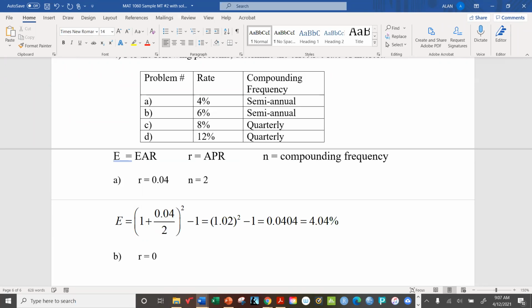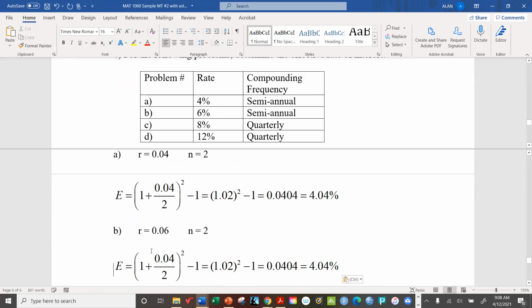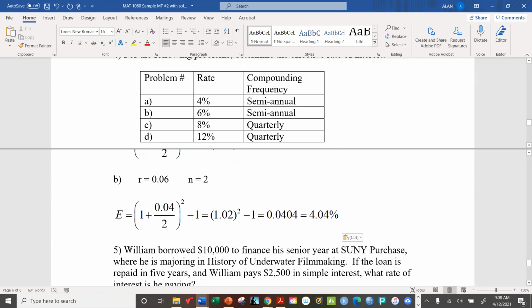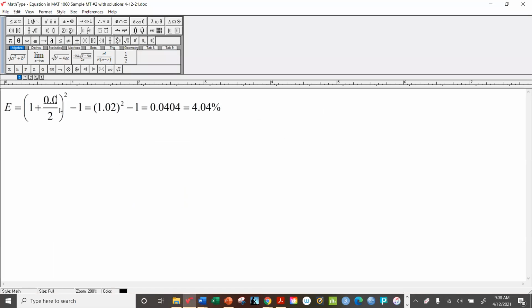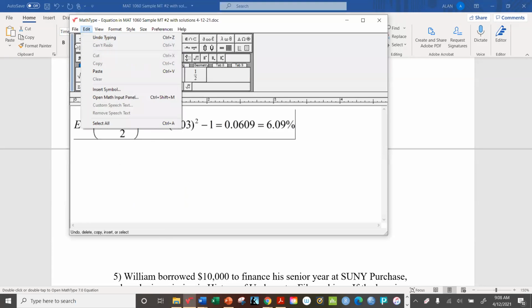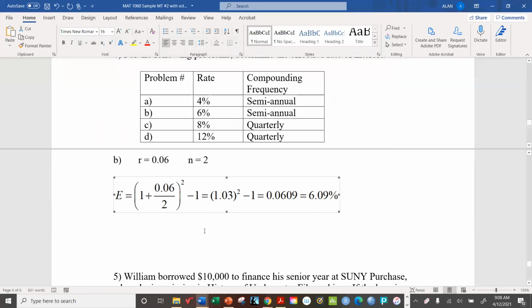Okay, now the r here is 6%. Part B, it's 6% semi-annual compounding. So I'm just going to, once again, borrow this formula and edit it. All I have to do here is change the APR. The compounding frequency hasn't changed. So this is now 6% twice a year. Okay, so we have 1.03 squared minus 1, and that's equal to 0.0609. Okay, so in other words, again, you're effectively being paid not just 6%, but 6.09%.